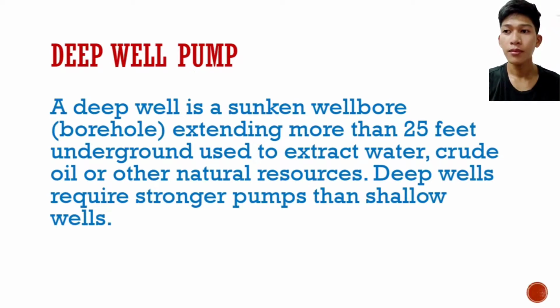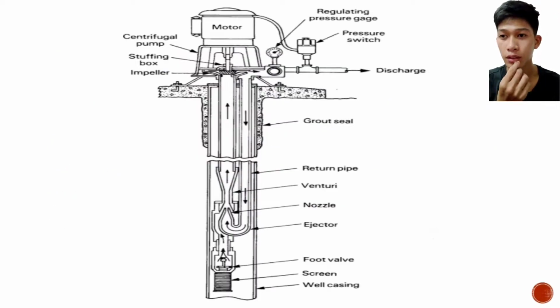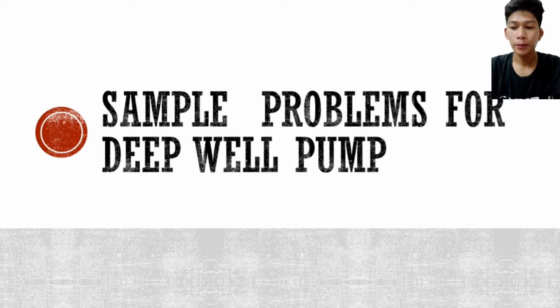And we have here the electronic deep well pump diagram, which has a motor, centrifugal pump, impeller, return pipe, injector, nozzle, foot valve, screen, and well casing. And the two problems.